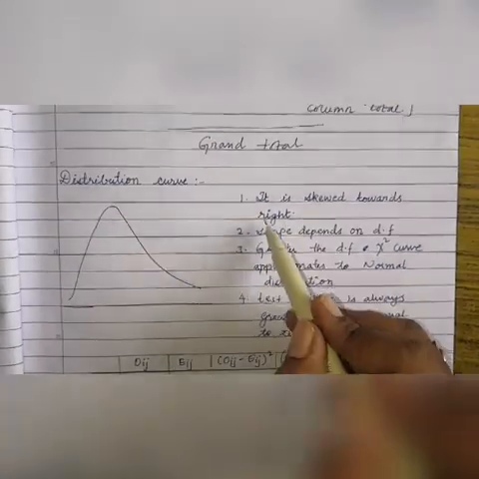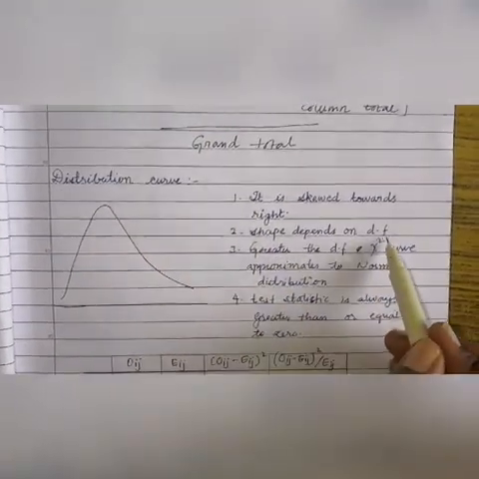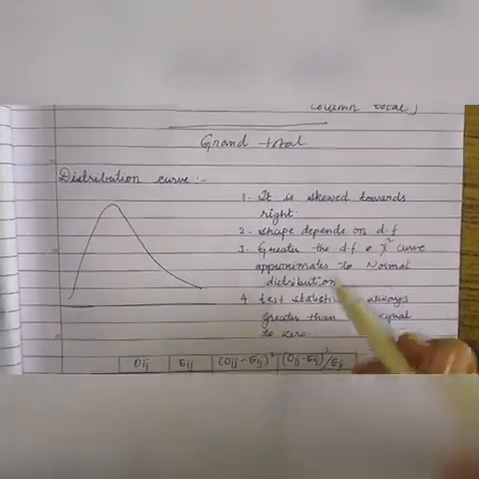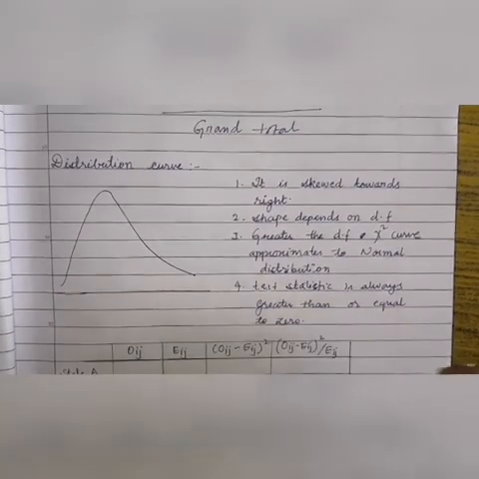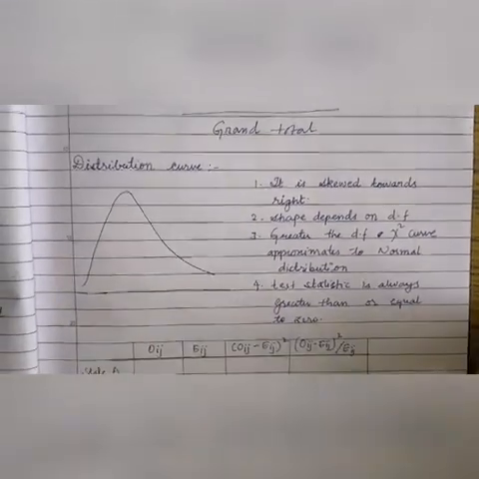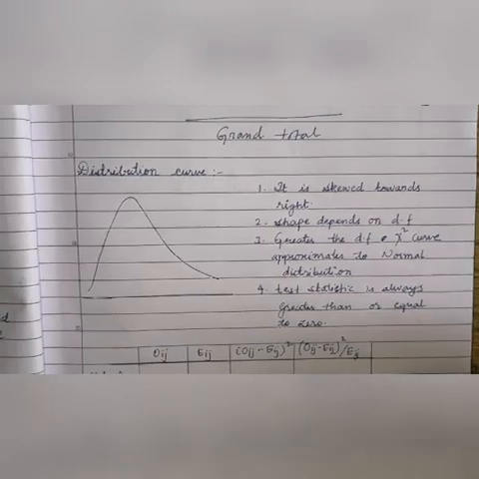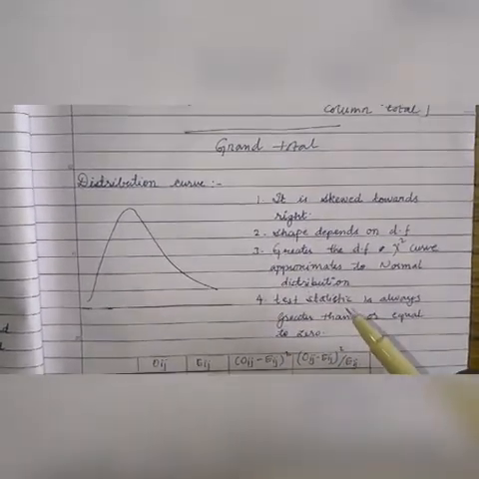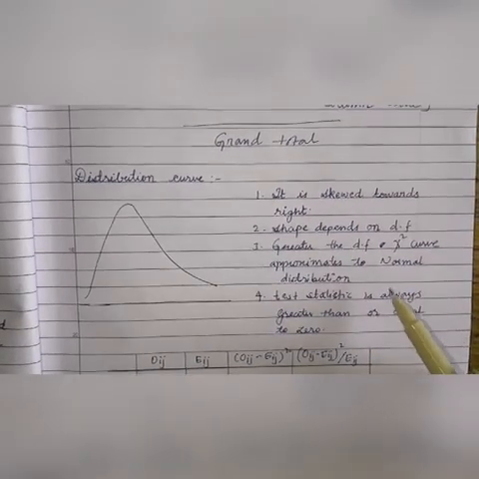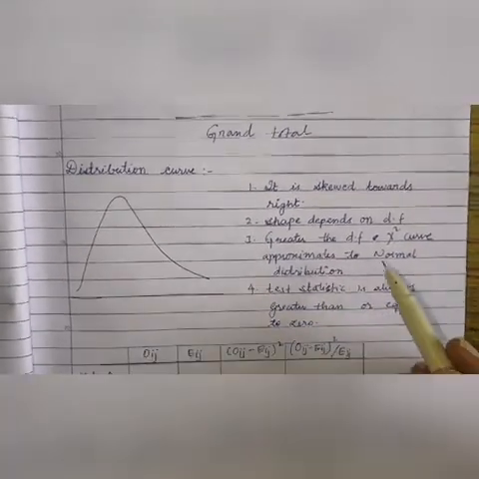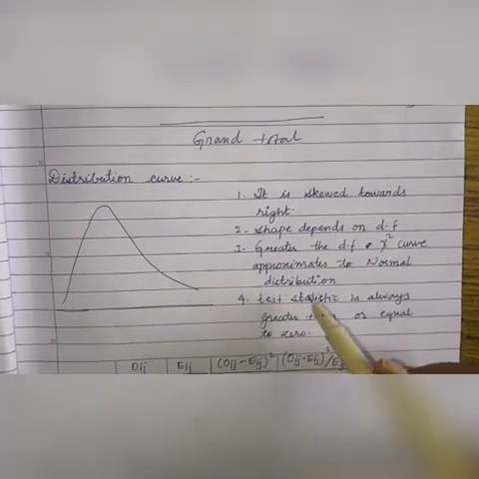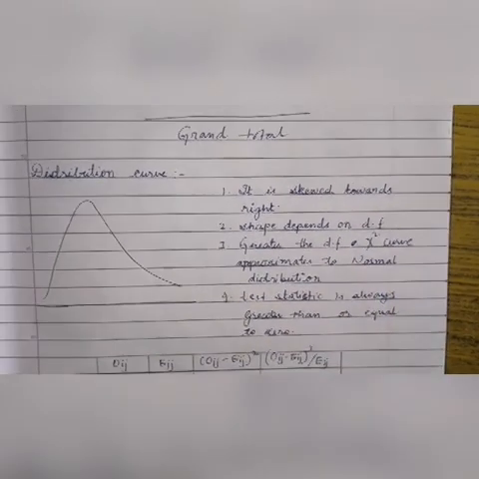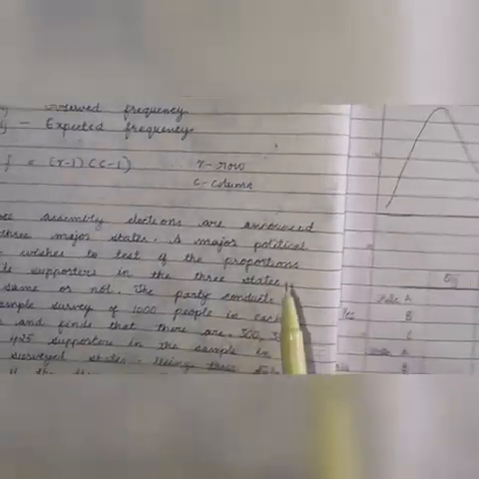Okay, it is skewed towards right, and it depends upon the degrees of freedom. Shape of the curve depends upon the degrees of freedom. If the degrees of freedom are greater, for example you have 90 degrees of freedom, 100 degrees of freedom, or more than that, then the curve tends to become a normal distribution curve and it behaves like a normal distribution curve. So these are a few properties of the chi-square distribution curve. Okay, now let us start with the question.